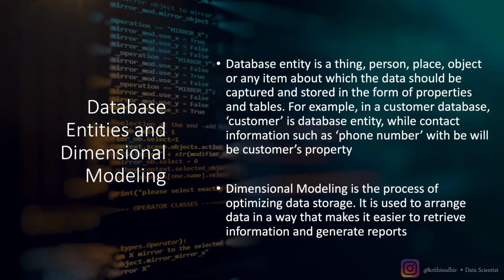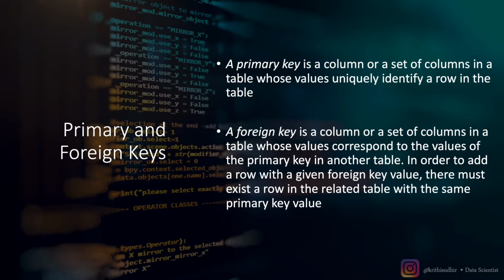One way to achieve this arrangement of data is by using primary keys and foreign keys in relational database systems. Let's take a look at what primary keys and foreign keys are all about. A primary key is a column or a set of columns in a table whose values uniquely identify a row in the table. A foreign key, on the other hand, is a column or a set of columns in a table whose values correspond to the values of the primary key in another table.